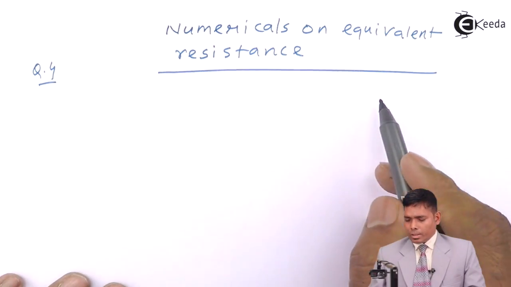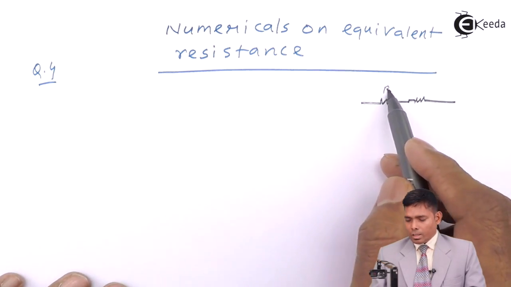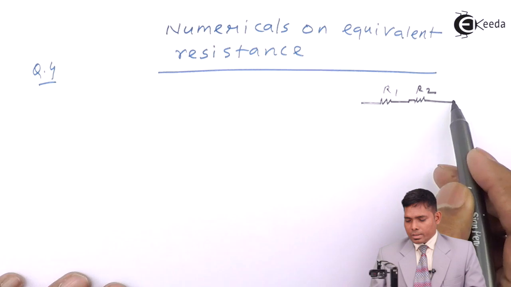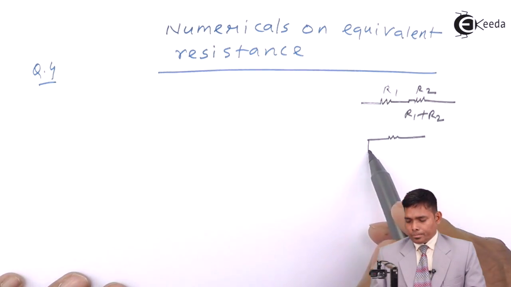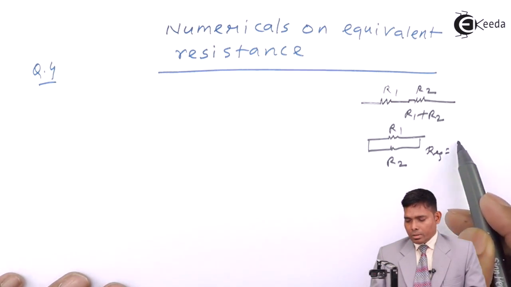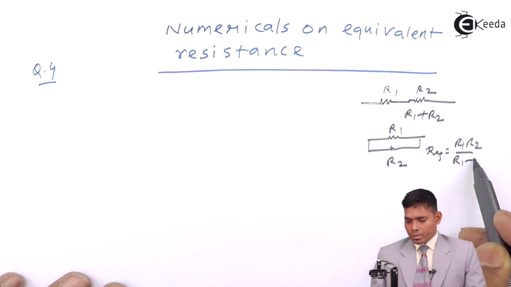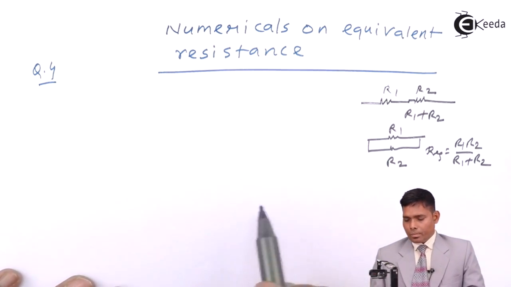Before you start, you must know that if there are two resistors in series, resistance R1 and R2, the equivalent resistance is R1 plus R2. If they are in parallel, then the equivalent resistance is the product of the two numbers divided by the sum.